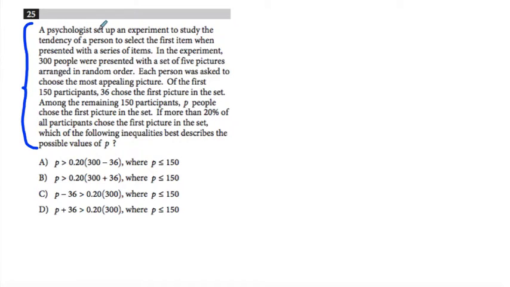All right, but here it says a psychologist set up an experiment to study the tendency of a person with a series of items. In the experiment, 300 people were presented with a set of 5 pictures arranged in random order. Each person was asked to choose the most appealing picture. Of the first 150 participants, 36 chose the first picture to be the most appealing. Among the remaining, P chose the first picture in the set. So I know that the people that chose the first picture were 36 plus P of 300 total people.